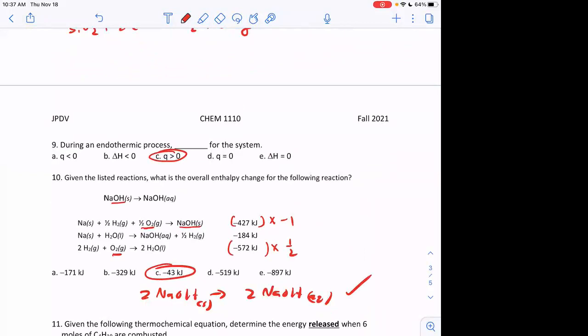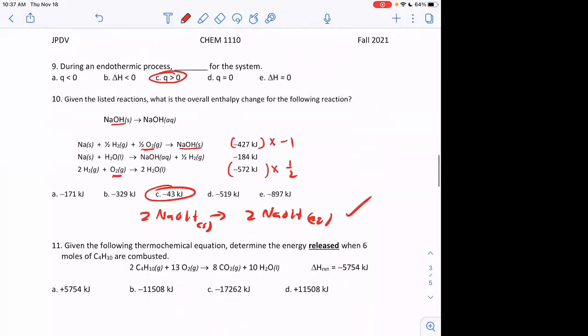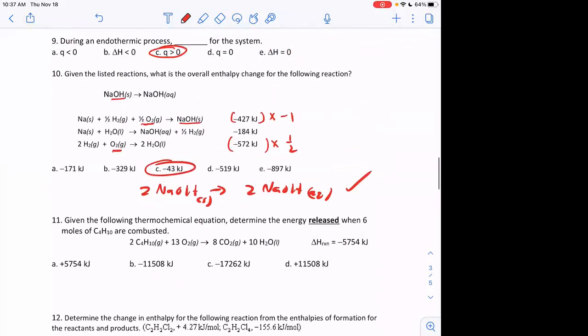Just say, okay, well, let's add it up. Oh, this should be twice it. So if you did it with twice, just divide by 2 in the end. Okay?